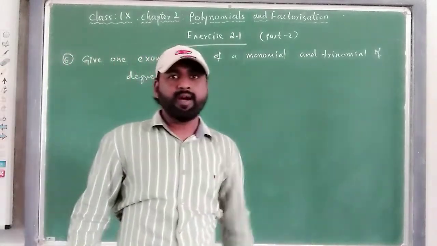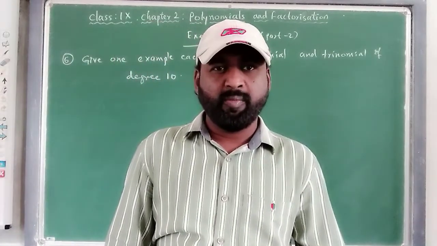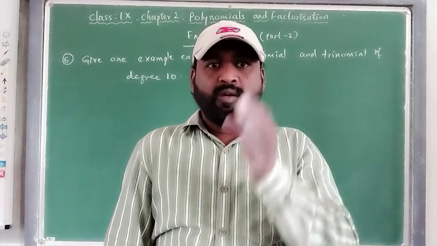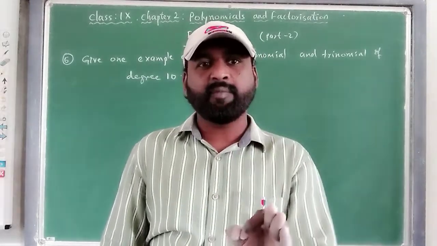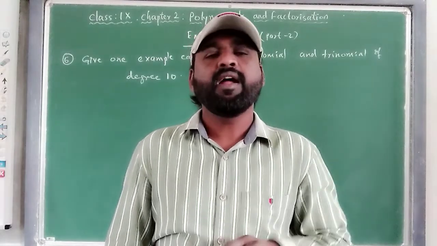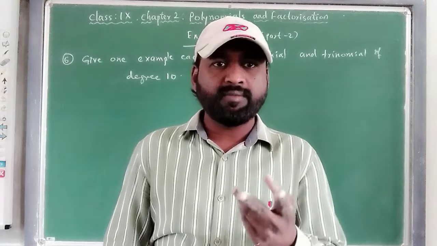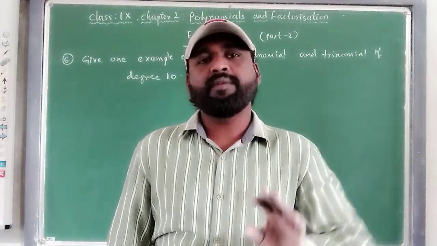Monomial, trinomial. How can you decide a polynomial is a monomial or a trinomial? Based on the number of terms. If only a single term is there, that is called a monomial. If there are 3 terms in it, that is called a trinomial. If there are 2 terms in it, that is called a binomial. If there are more than 3 terms, that is called a multinomial.